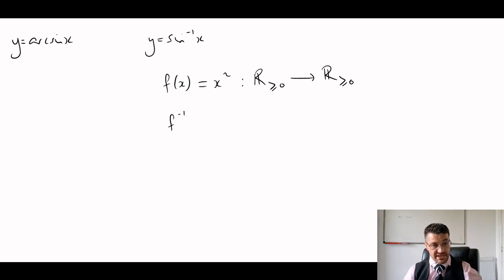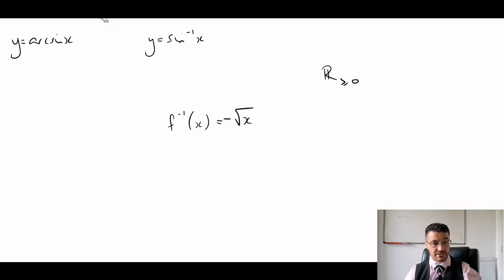Then the inverse of this, f inverse of x, is equal to the positive square root of x. However, if on the other hand we had f of x, in fact I'll just change this. F of x is x squared from negative real numbers, or 0, to positive real numbers. The inverse function is minus the square root of x. So you've really got to be able to read the situation.